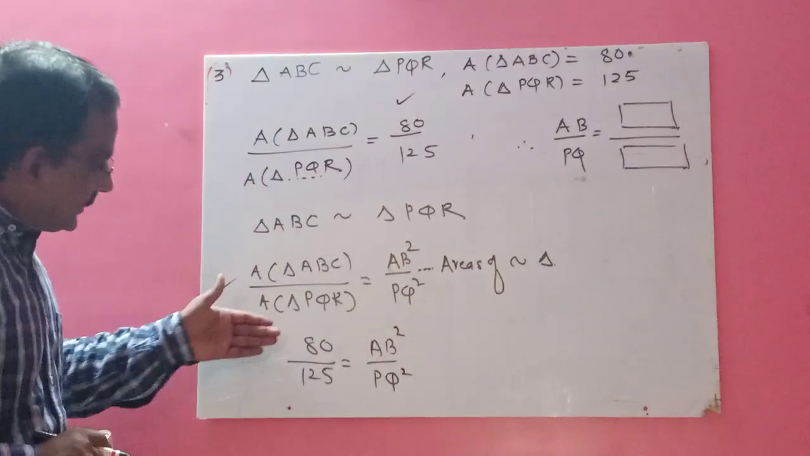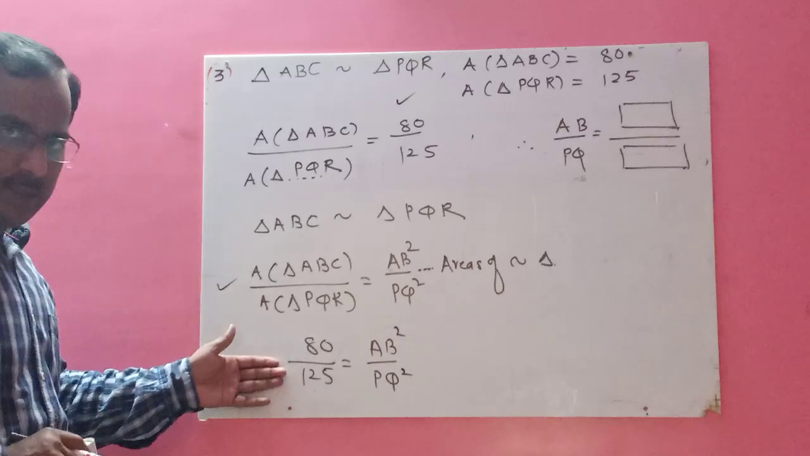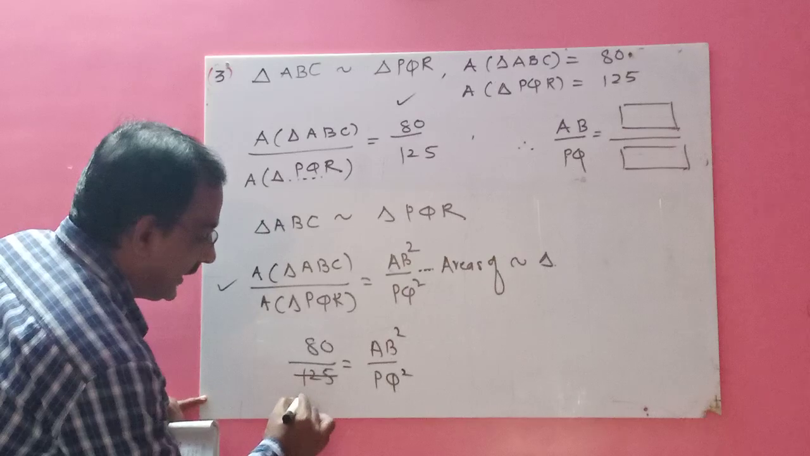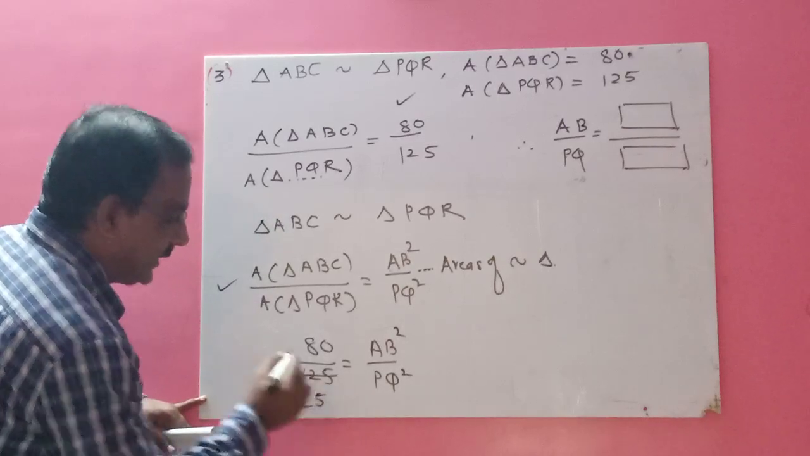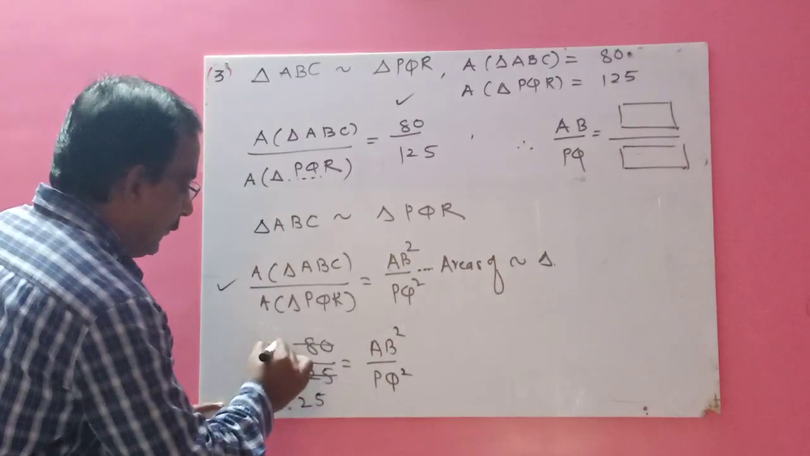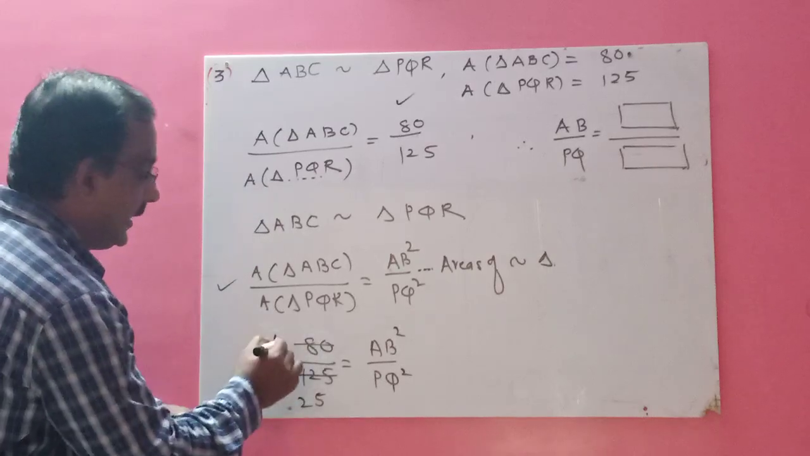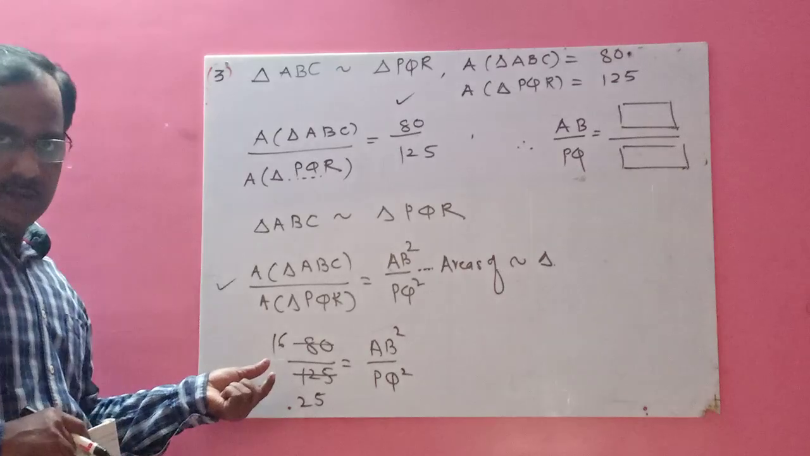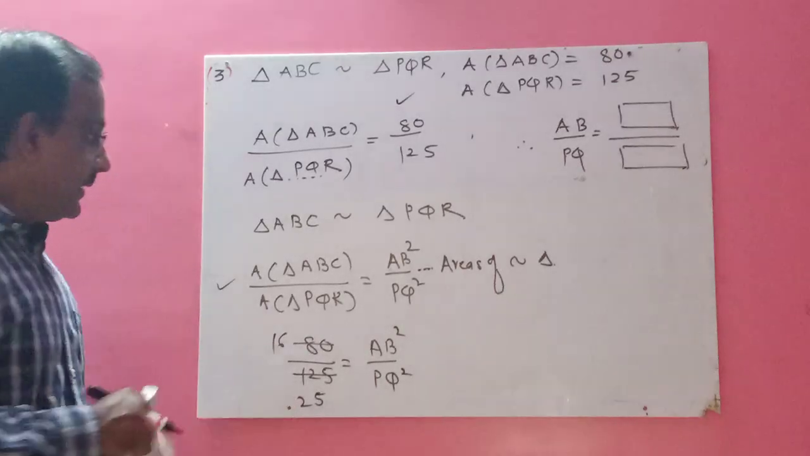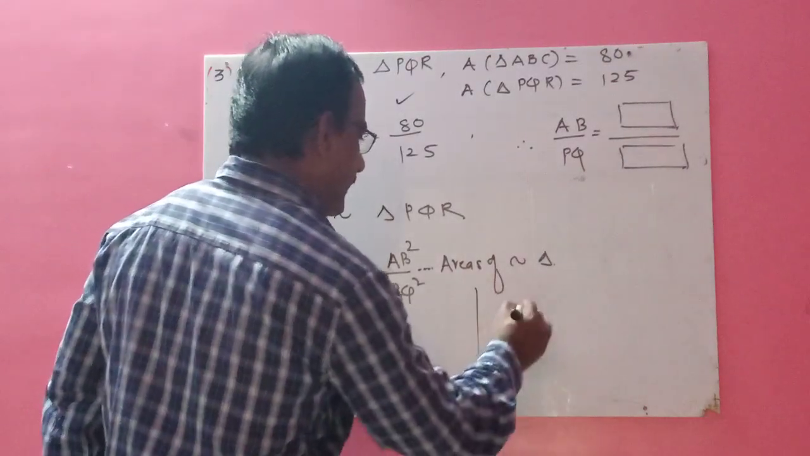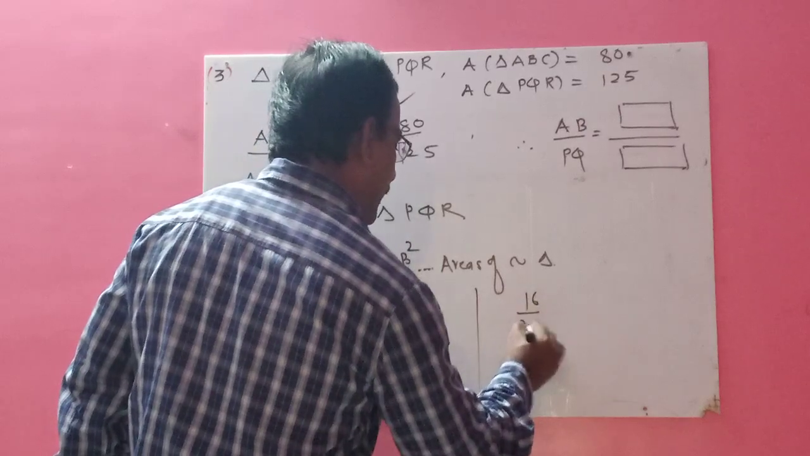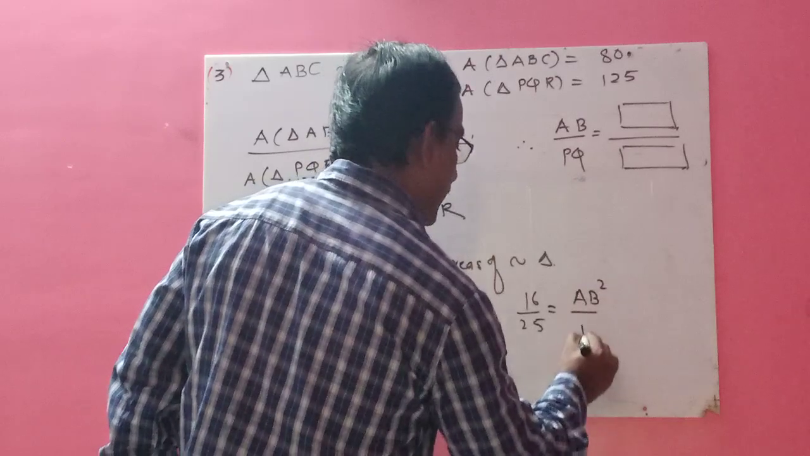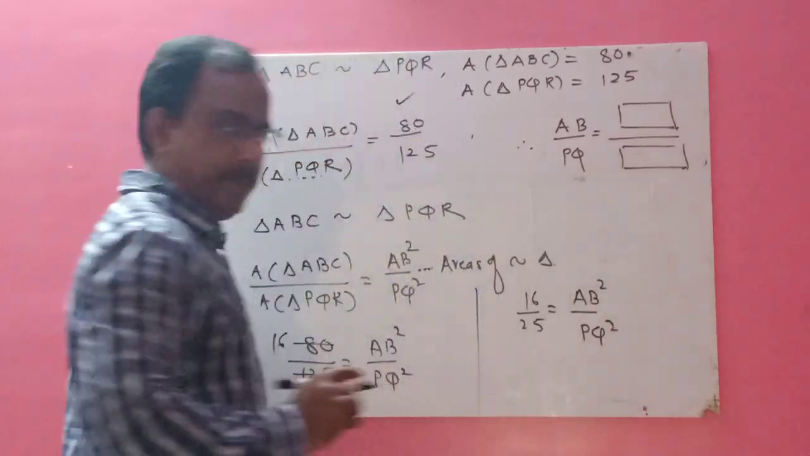Okay. Now just do the small calculation here. What is that? Both are divisible by 5. So 5 2s are 10 and 5 5s are 25. Here 5 1s are 5, 5 6s are 30. Now both the numbers are not divisible by any single number, so keep as it is. What you got here? That 16 upon 25 is equal to AB square upon PQ square.